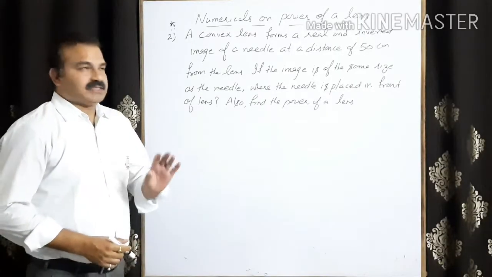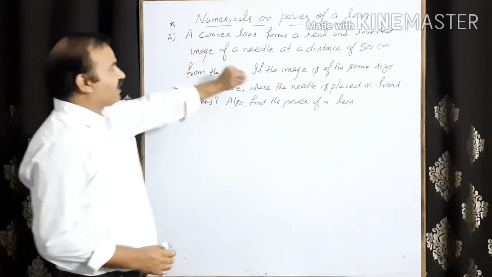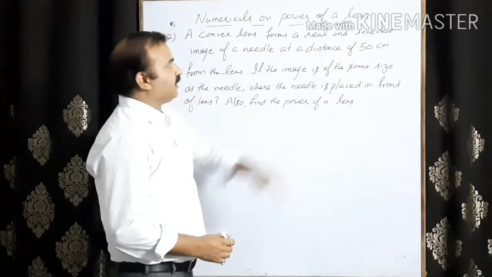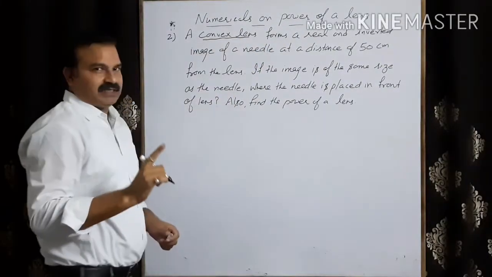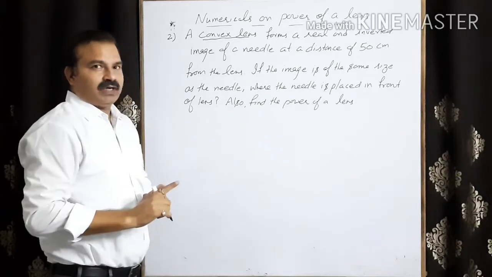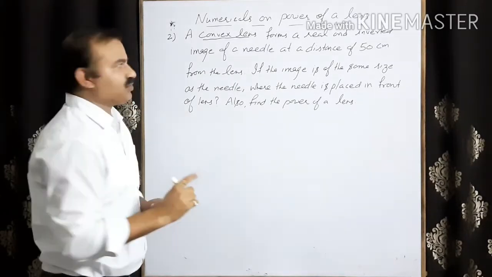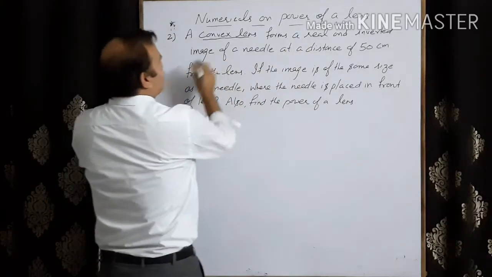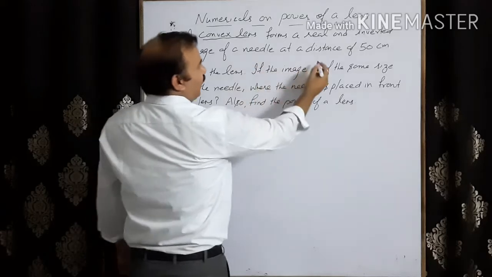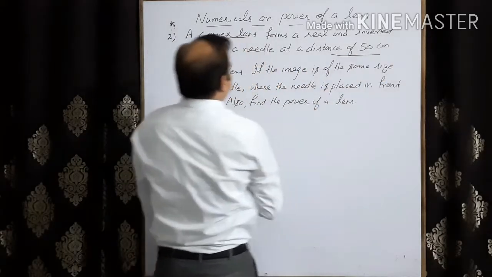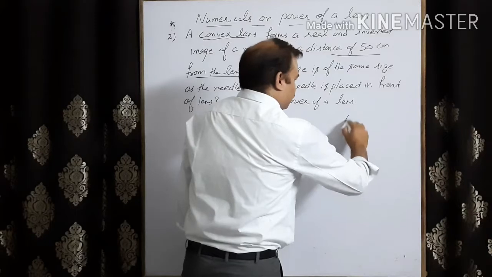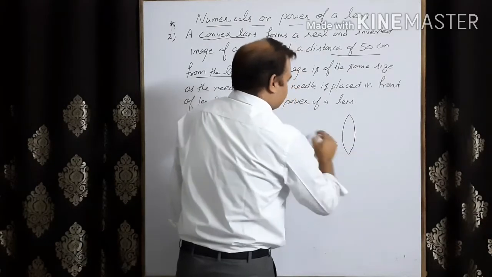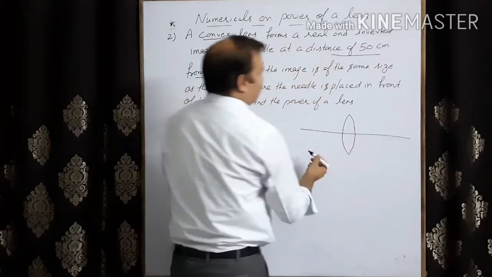Now, the second numerical: a convex lens forms a real and inverted image. First of all, the lens is given as a convex lens, so what will be the focal length? It will be positive. It forms a real and inverted image of a needle at a distance of 50 centimeter from the lens. Suppose we draw a rough image, this will be the lens. This is the optical center.